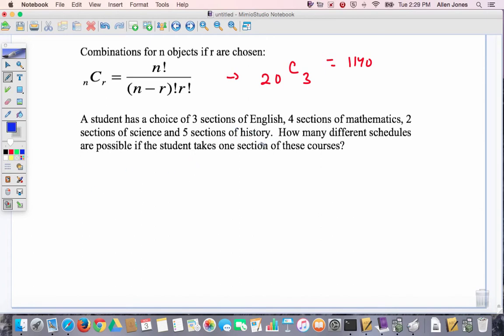Student has a choice of 3 sections of English, 4 of math, 2 of science, and 5 of history. How many different schedules are possible if a student takes 1 section of each of these courses? Because we're going to take 1 out of each of these categories, that makes it a fundamental counting rule. So we simply take 3 sections of English times our 4 types of math, our 2 of science, and our 5 of history. And if we multiply those, we have 120 different schedules that we can put together based on those courses being available to us.